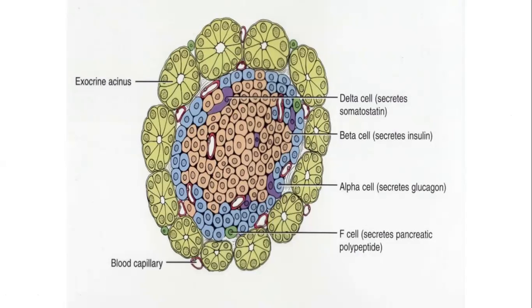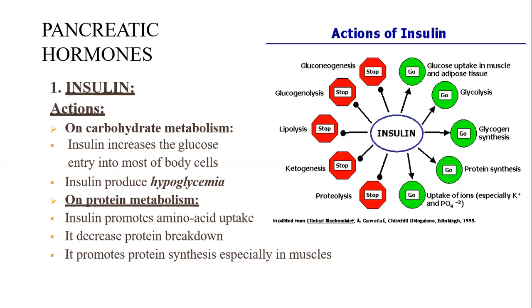Now let us have a look at the functions of the various hormones of the pancreas. The first hormone, insulin, is an important hormone which has a major action on carbohydrate metabolism. Insulin increases glucose entry into most of the body cells. Insulin also produces hypoglycemia. It also acts on protein metabolism by promoting amino acid intake and decreasing protein breakdown. It also promotes protein synthesis, especially in muscle.